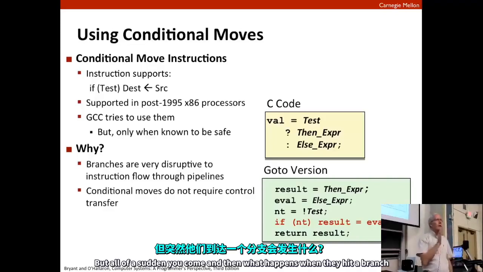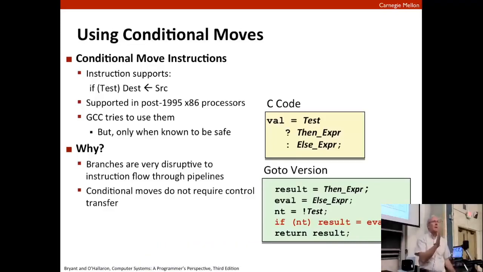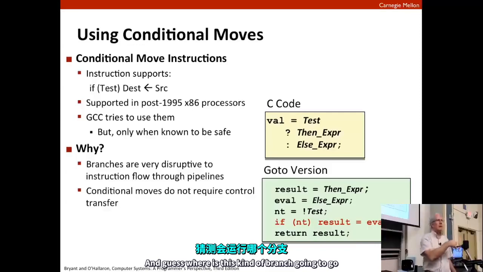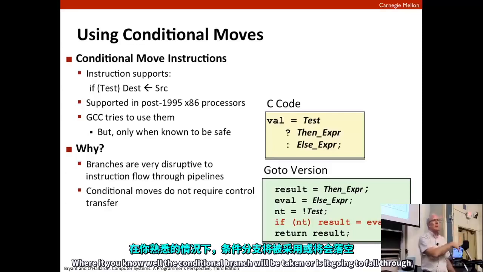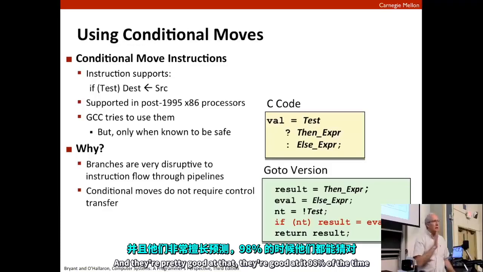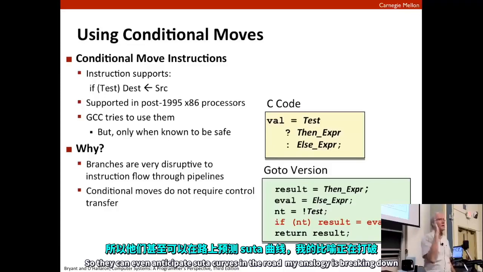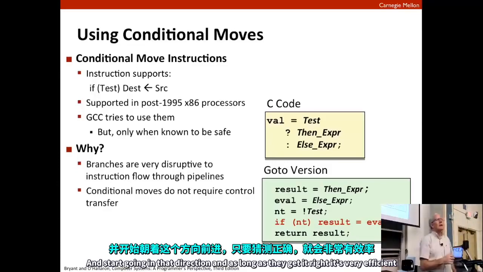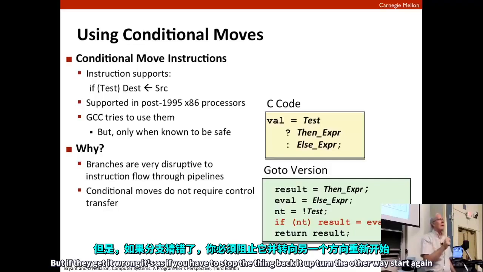But then what happens when they hit a branch? They'll try to guess. It's called branch prediction: where is this branch going to go? Will the conditional branch be taken, or is it going to fall through? And they're pretty good at that, about 98% of the time. So they can even anticipate curves in the road. My analogy is breaking down. They start going in that direction, and as long as they get it right, it's very efficient. But if they get it wrong, it's as if you have to stop the thing, back it up, turn the other way, and start again.